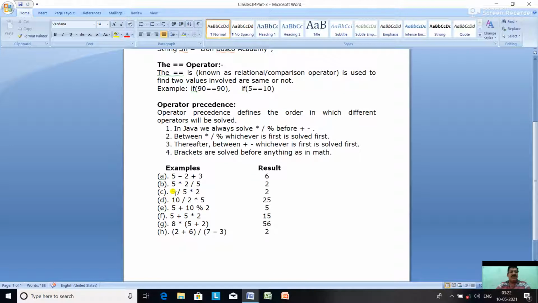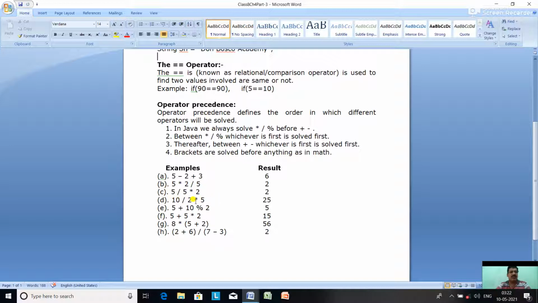Next example, 5 divided by 5 into 2. As we just discussed, according to the second rule, asterisk, slash and modulus, whichever is first is solved first. So which is first? Slash is first. Division is first. 5 divided by 5, what comes? It comes 1. So 1 into 2 is 2. 2 is the output.